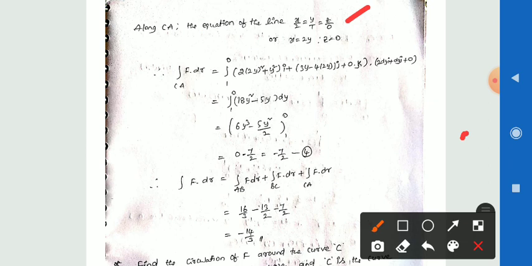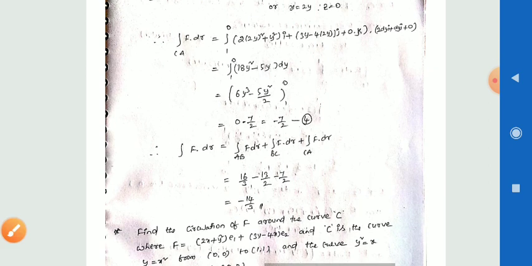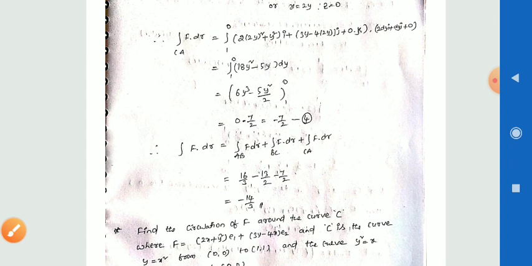Then the line integral of the triangle, by substituting these values in equation 1, integration f dot dr is equal to integration over curve AB of f dot dr plus integration over curve BC of f dot dr plus integration over curve CA of f dot dr. Substituting these values, 16 by 3 minus 13 by 2 minus 7 by 2, we get minus 14 by 3. So integration f dot dr is equal to minus 14 by 3. This is the line integral of the given triangle ABC.